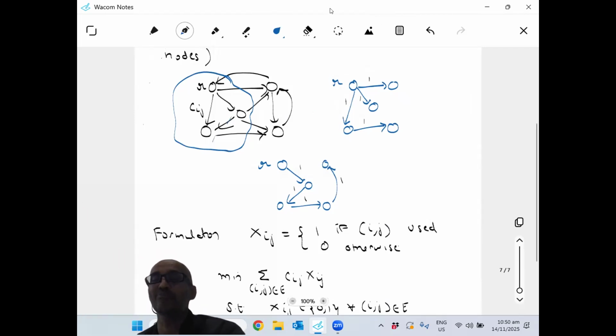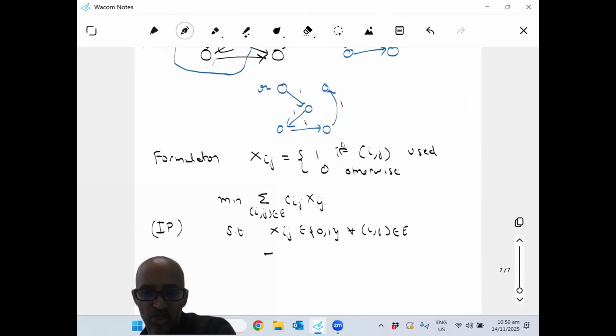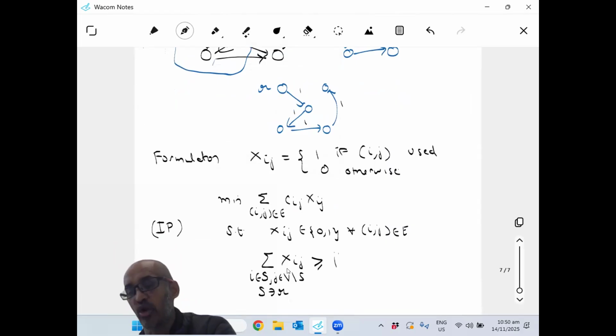Okay. So these are what are called typically cut set formulations. So the constraint is the following: summation of x_ij, where i lies in a set, let's call this S, and j lies in the set not in S. This set has to contain this node R. I have to ensure that at least one of these has to be non-negative for every subset of V where S contains R.